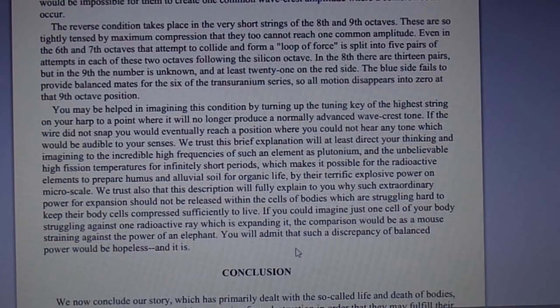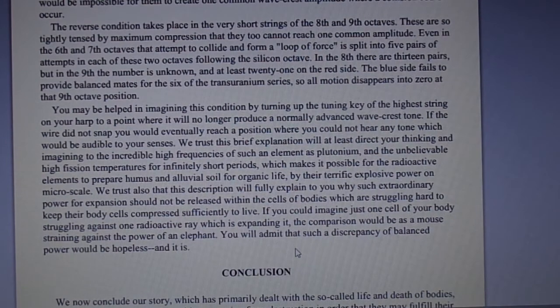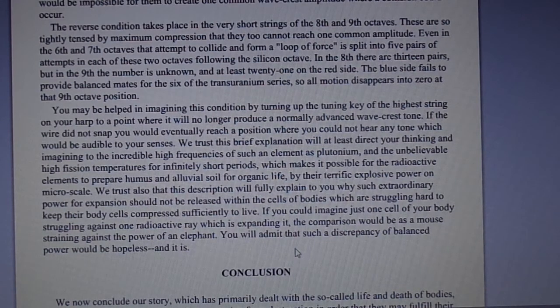You may be helped in imagining this condition by turning up the tuning key of the highest string on your harp to a point where it will no longer produce a normally advanced wave crest tone. If the wire did not snap, you would eventually reach a position where you could not hear any tone which would be audible to your senses.